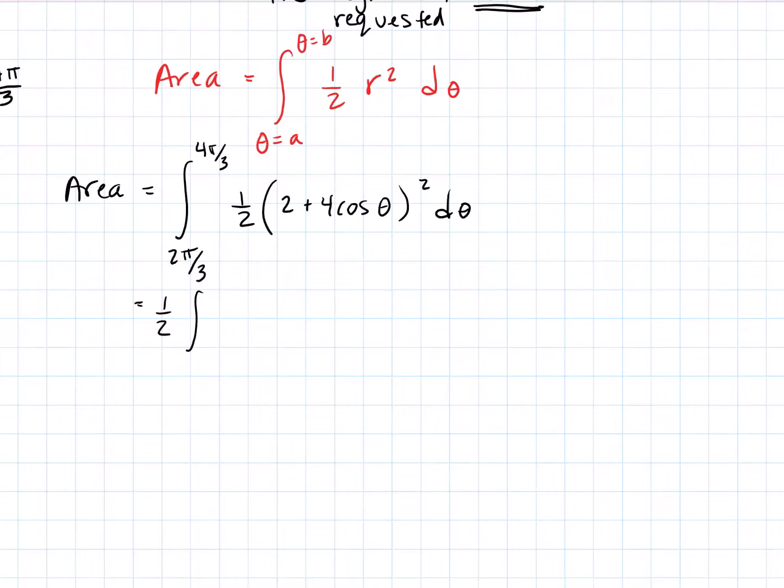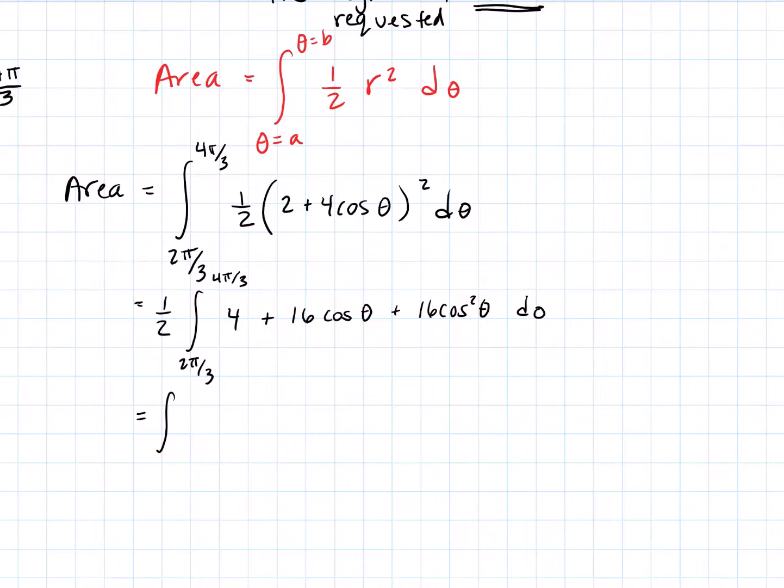So this will be 1/2 the integral from 2 pi over 3 to 4 pi over 3 of (4 + 16 cosine theta + 16 cosine squared theta) d theta. I'm going to send my 1/2 right through there. And while I'm at it, I'm going to send the 1/2 through there.